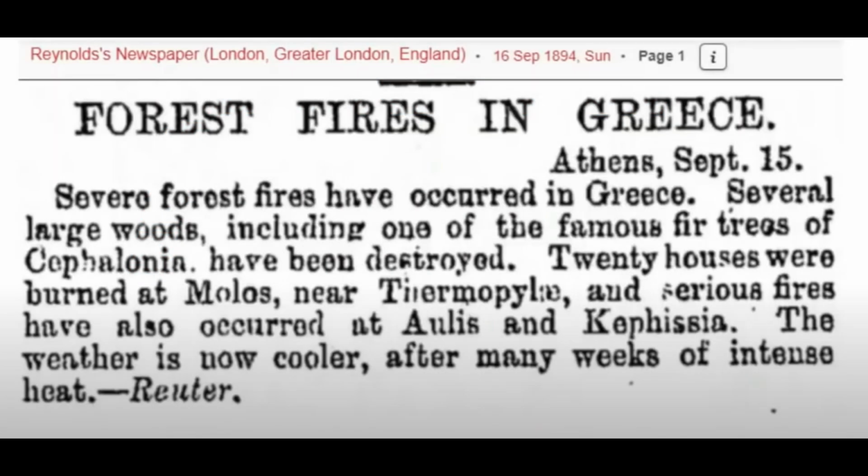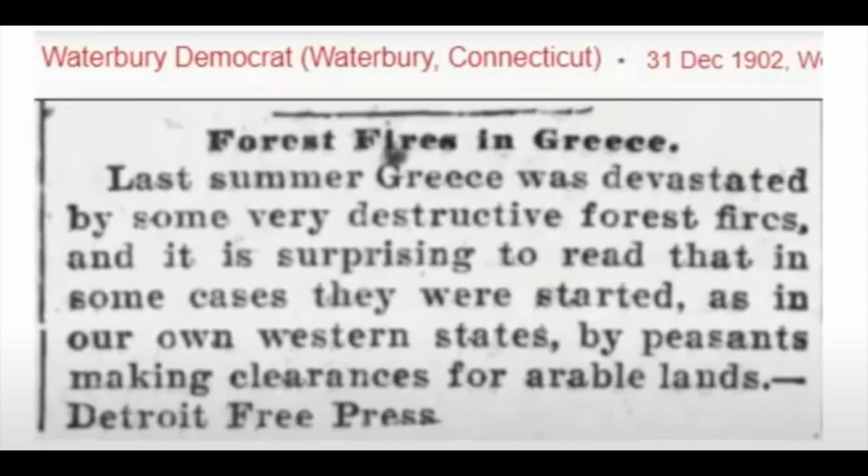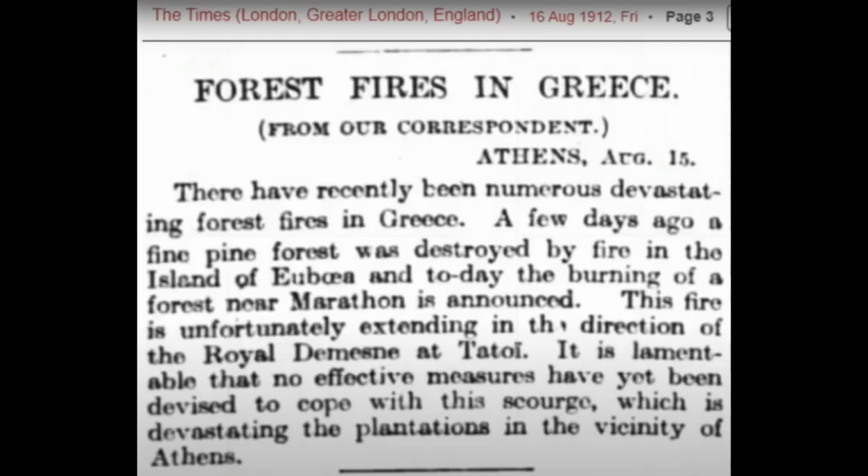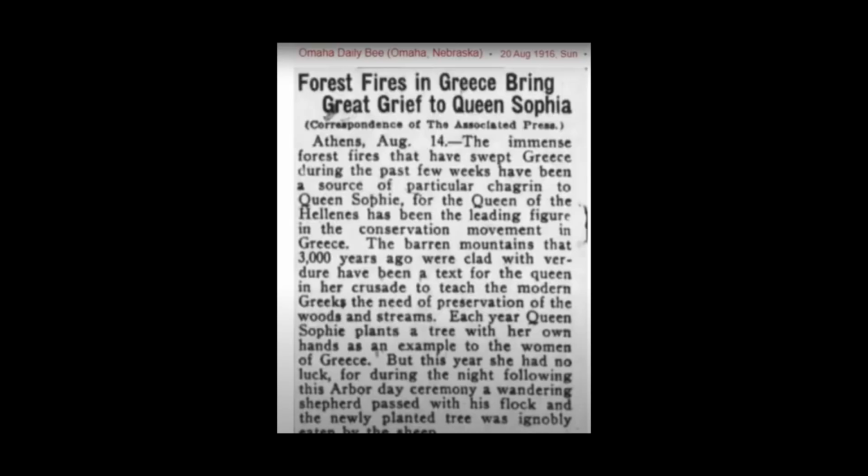So let's start by just looking at those Boris scares. Well, it looks like he's right. Forest fires in Greece, September the 15th. But hold on, it was 1894. In this report, Greece was devastated by some very destructive forest fires. Again, it was over 100 years ago. And again, just 10 years later, numerous devastating forest fires in Greece. Just some 4 years after that lot, yet another pile of forest fires in Greece. Well, it seems at some point Greece was given relief, because the next big lot of forest fires was 1931.